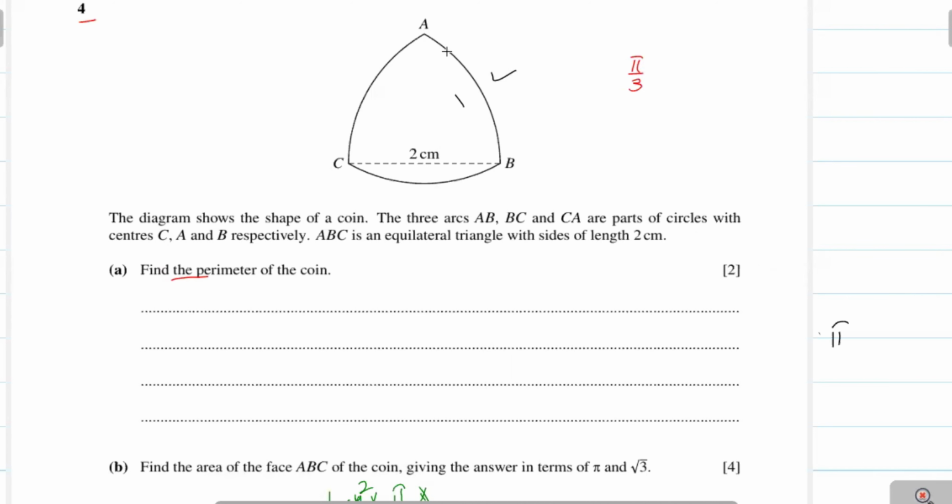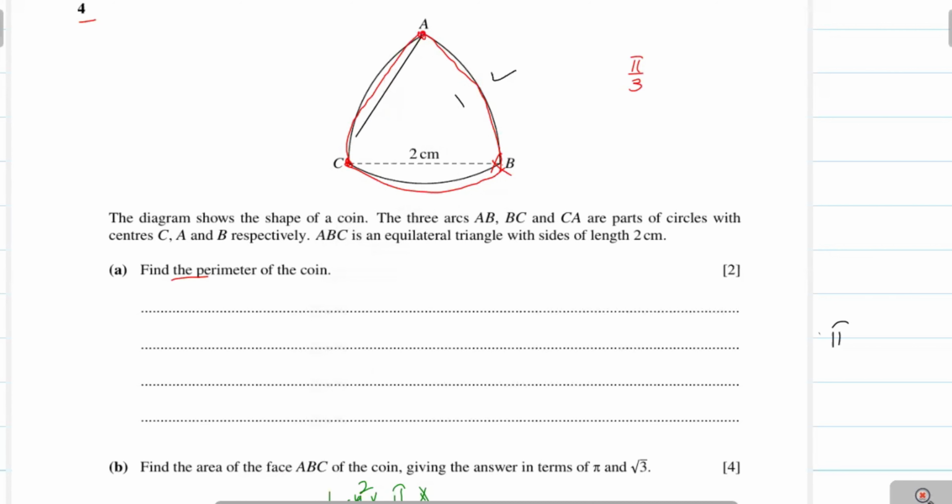You see here, this is the coin, and this coin has 3 arc lengths. The arc length AB has center C, the arc length CB has center A, and the arc length AC has center B. Now you see here, this ABC is an equilateral triangle.